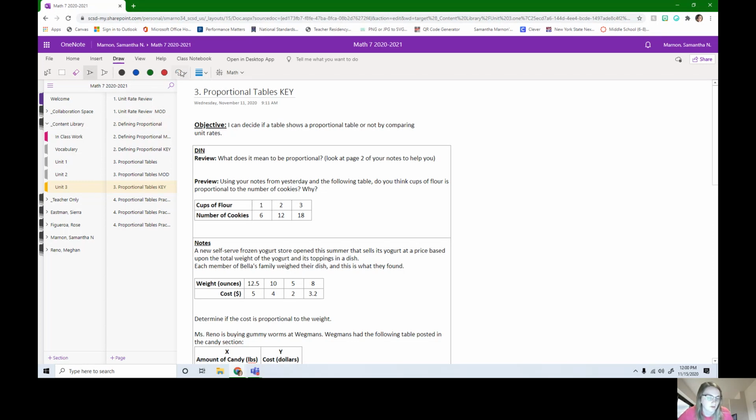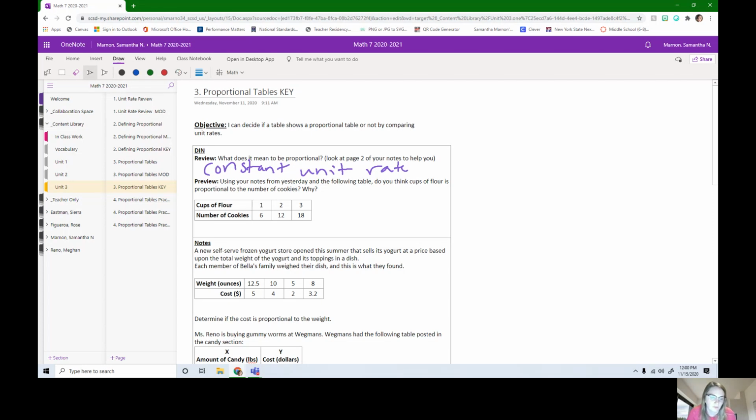And if you look at page 2 of your notes, you're going to see these 3 words, and these are Miss Marnon's favorite words. Constant unit rate. So that means no matter how many of each set you have, when you determine the rate for one, it's going to be the same all the way down. We're also going to talk a little bit today about using that constant unit rate and multiplying it by everything in a column or in a row to get the other column or row.